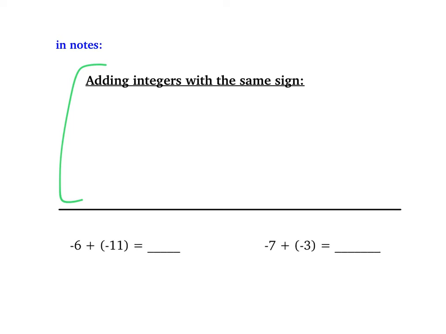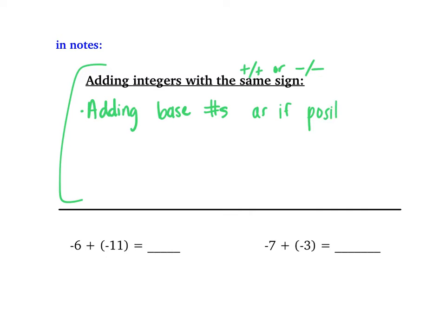So the process that's happening when you're adding integers with the same sign, and that would either be two positives or two negatives, is that you're really adding those base numbers as if they're positive. So even if they're negative, I'm going to add them together as if they're positive because they're combining.